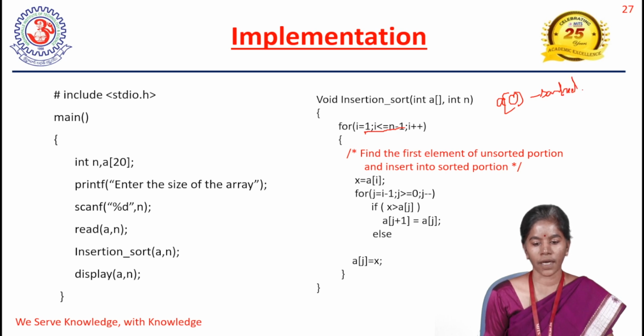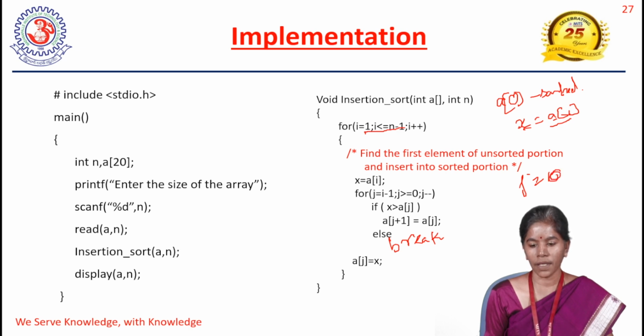So we are starting from i is equal to 1. So x is equal to A of 1. The first element, A of 0, is the sorted list. We are going to take the second element and do the insertion. Here x is equal to A of 1, so we will start from j is equal to 0.